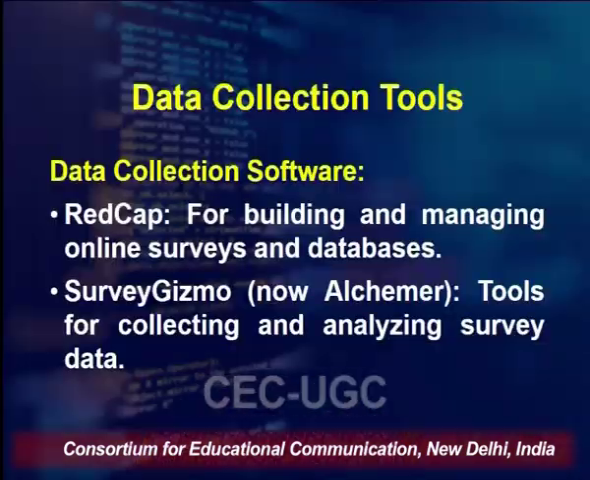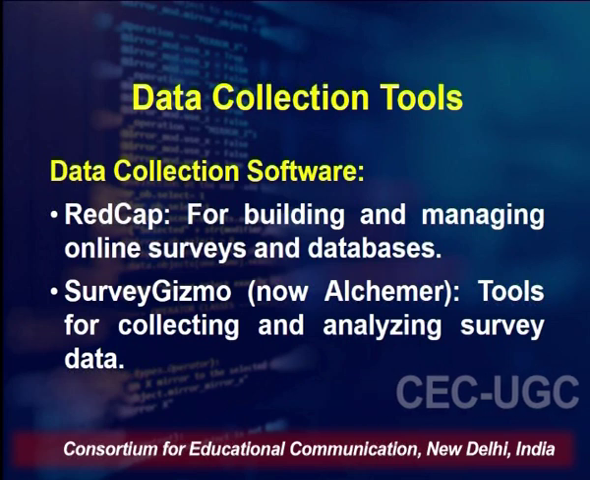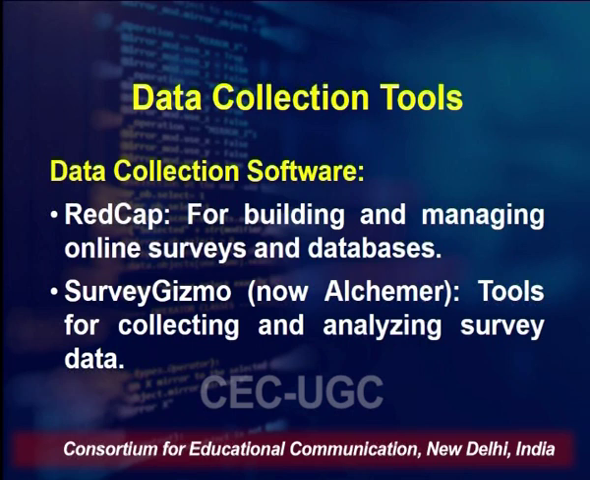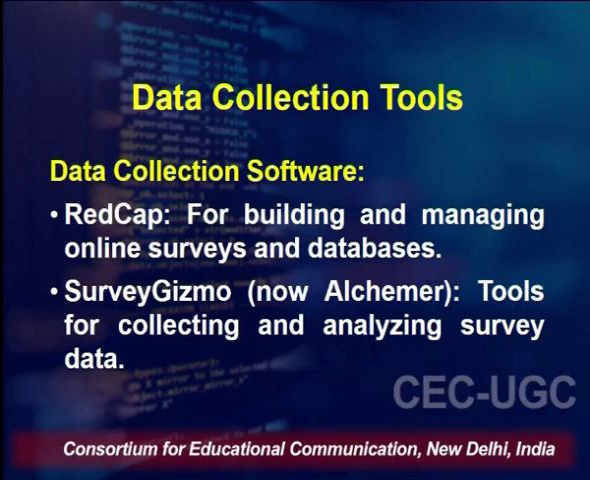So, there are multiple data collection tools. There are online tools which are available, like Google Form, SurveyMonkey, and Qualtrics, which is also a very sophisticated survey and data collection platform. These tools can be easily used. Then we also have some data collection software, like one very popular software for building and managing online surveys and databases, REDCap. Then you can also use SurveyGizmo, which is now called the Alchemer tool, for collecting and analyzing the survey data, right.